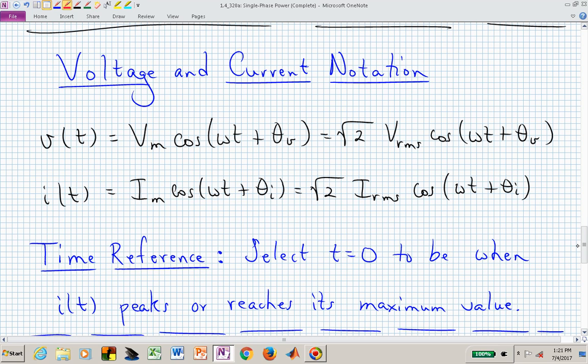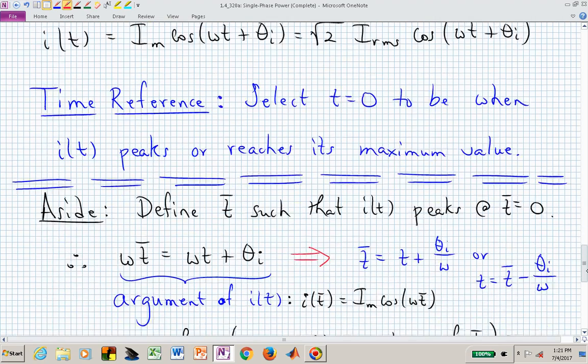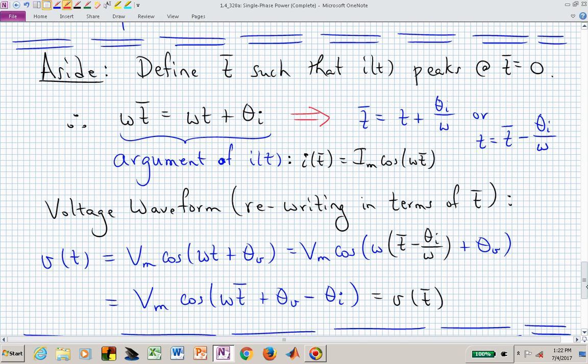What does that mean? Well, that now allows us to rewrite this voltage and current in a cleaner fashion, meaning we put all of the phase shifts, the angles, in the voltage expression. How do we do that? Well, here's a little bit of an aside, and I'm not going to spend a lot of time on this, but you can work that out.